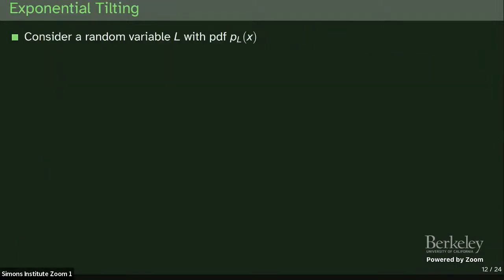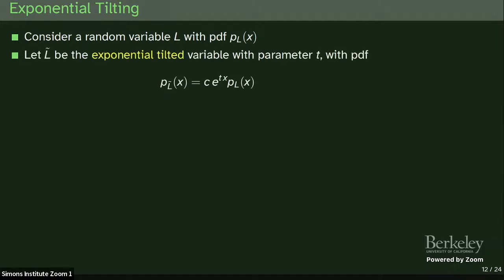So what we're going to do is exponential tilting. This is a very simple idea. You have some random variable L with some PDF, and we're going to come up with a tilted version of that variable, which I'm calling L tilde. We have this tilting parameter T, where you just take the PDF, multiply it by an exponential in T, and then find a constant to make sure that it's normalized.